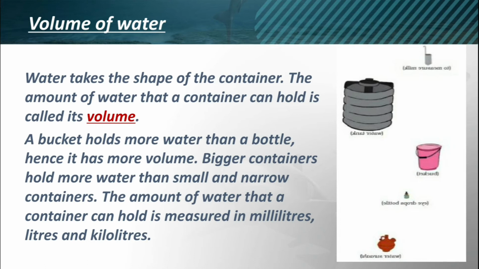A bucket holds more water than a bottle, hence it has more volume. So students, you can also do this experiment at home: a glass can hold less water than a bottle, or a bottle can hold more water than the glass. So the amount of water that the container can hold is called its volume. Bigger containers hold more water than small and narrow containers. The amount of water that a container can hold is measured in milliliters, liters, and kiloliters. So students, the amount of water is measured in milliliters, liters, and kiloliters.